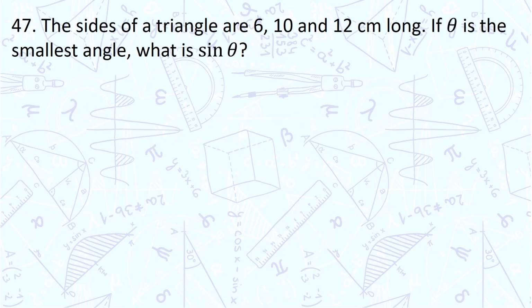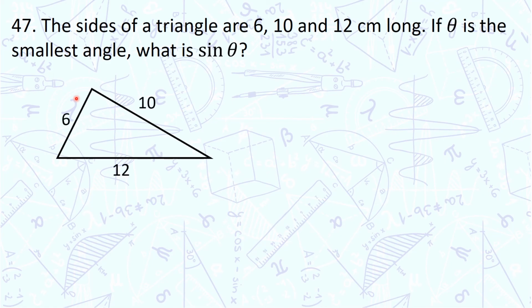Number 47. The sides of a triangle are 6, 10, and 12 centimeters long. If theta is the smallest angle, what is sine theta? In here, we need two concepts on the area of the triangle. If we are given the three sides of the triangle, we can use the Heron's area formula. And also, if we are to solve for the area of the triangle and we are given two sides and an included angle, we can use another formula for the area of the triangle. That's 1/2 AB times sine theta.